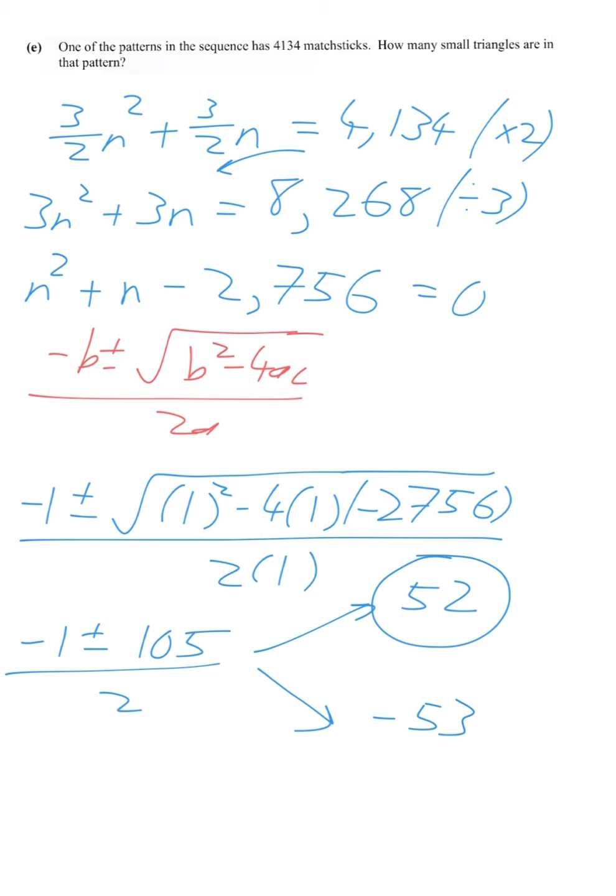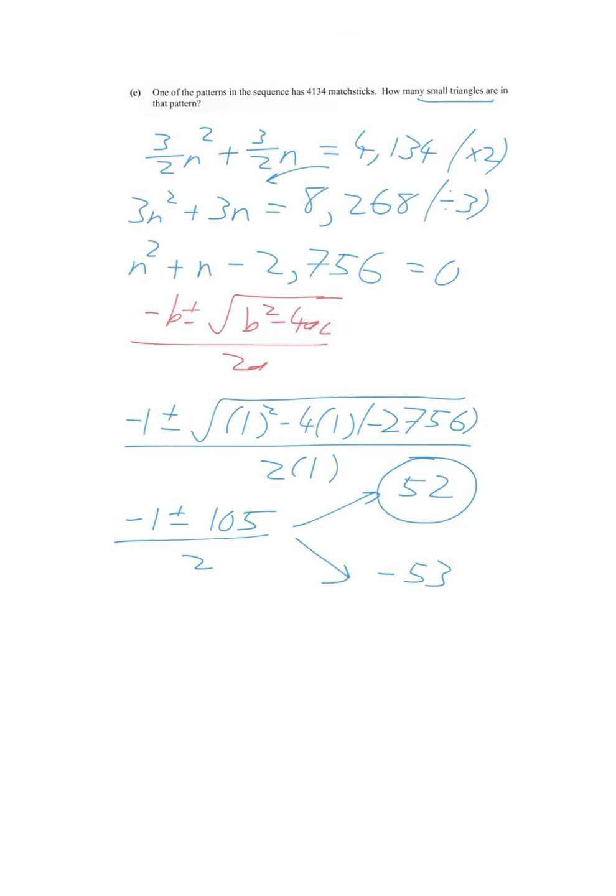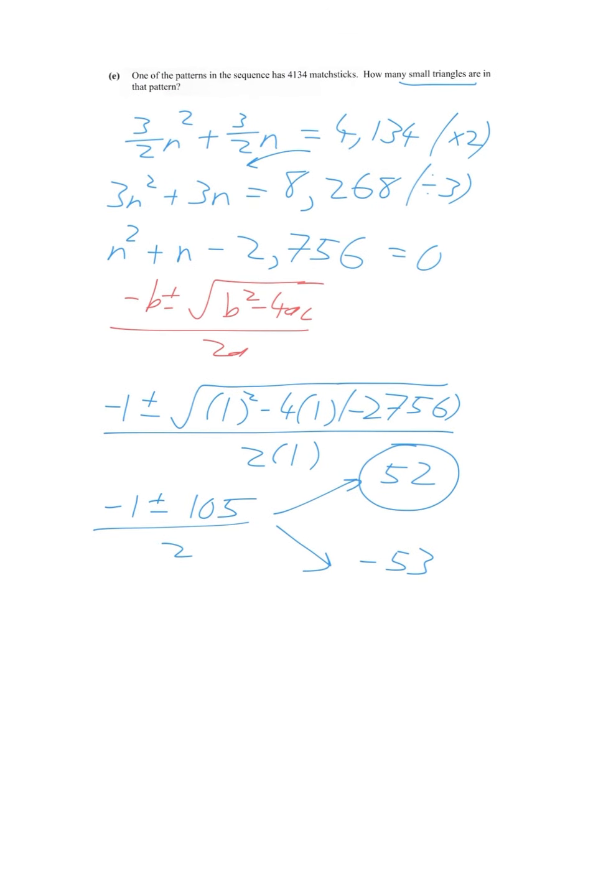But we want to know how many triangles are in this pattern. So the general term we had for the triangles was n squared. So let me just write that down. For the triangles we have n squared, so we'll have 52 squared. So 52 squared is 2,704. And that's how many small triangles are in that pattern.